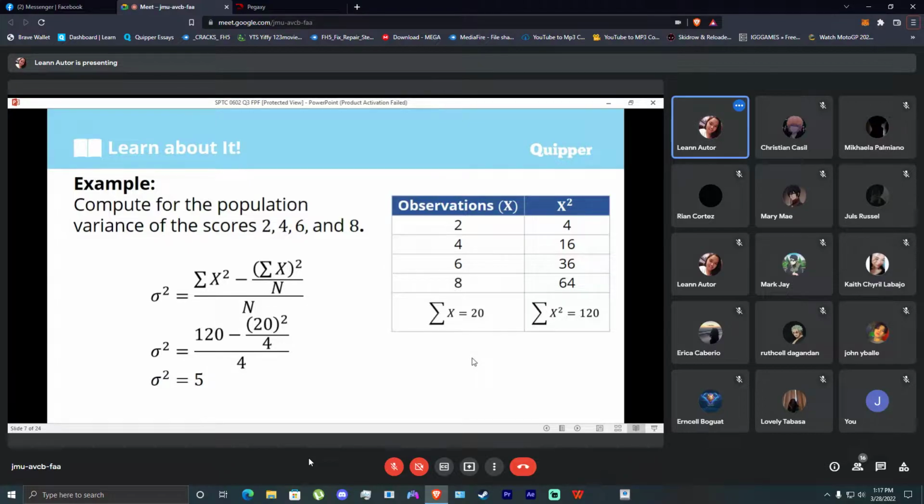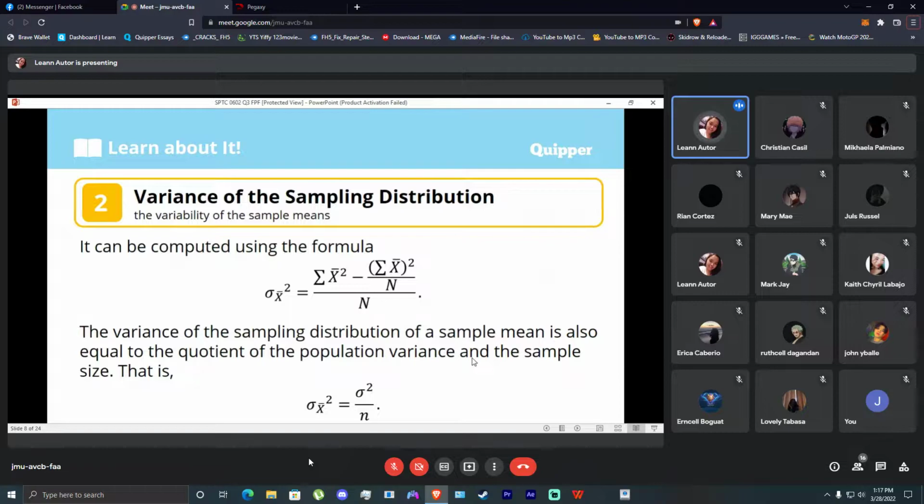So in the population variance, we use this formula, and in the variance of a sampling distribution, we can also use the same formula, but it will just differ. The same as the first one that was introduced, actually. We can solve for the variance of a population and the variance of a sampling distribution using the same formula. And the variance of a sampling distribution of a sample mean is also equal to the quotient of the population variance and the sample size.